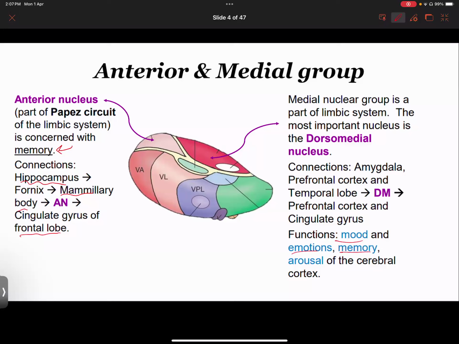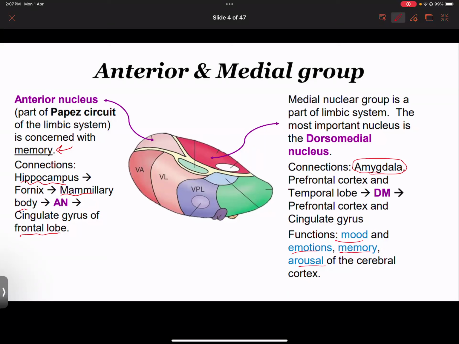Emotions, memory, and arousal. Arousal as in waking up, okay? Mood, memory, emotions, they're pretty clear. So because they have to do with mood and emotions, we have the amygdala involved, tamam? And basically, we know that the prefrontal cortex, I think you guys took this in psychiatry, is responsible for our behavior.